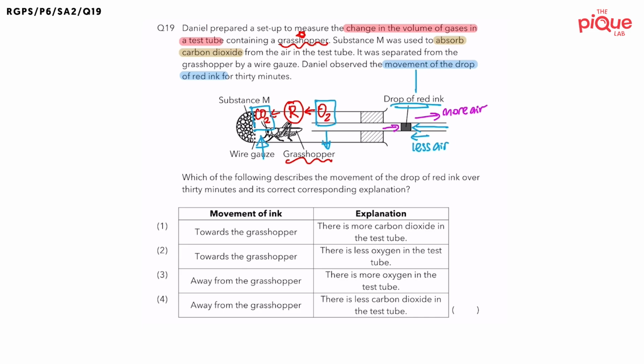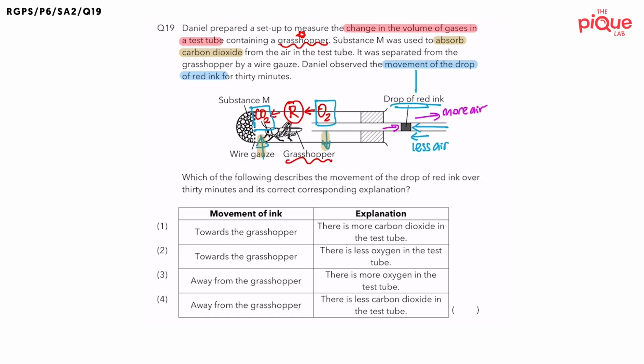So while one side says decrease and the other side is increase, this means to say that the overall volume of gas will remain the same. And if the overall amount of gas remains the same, will the drop of red ink move? No, the drop of red ink will remain in place.